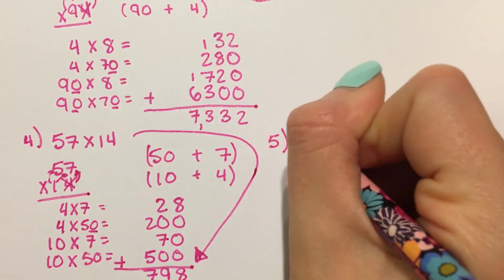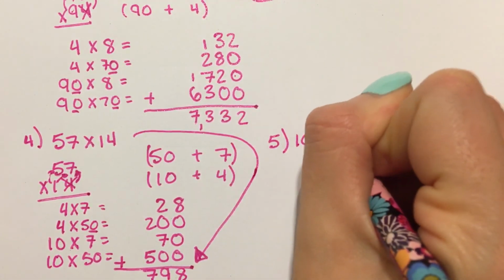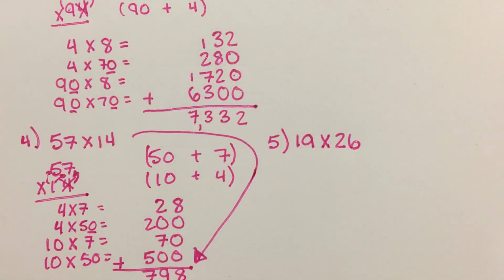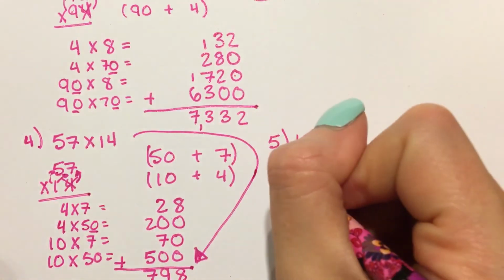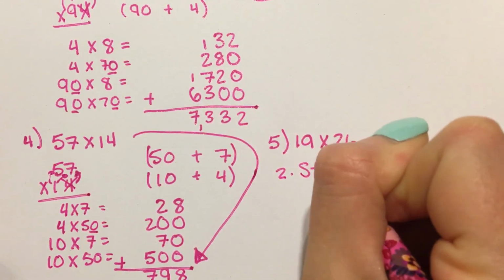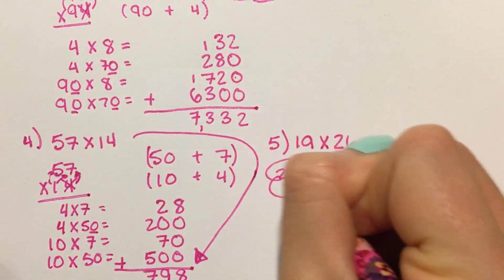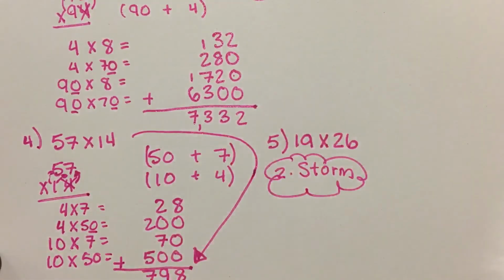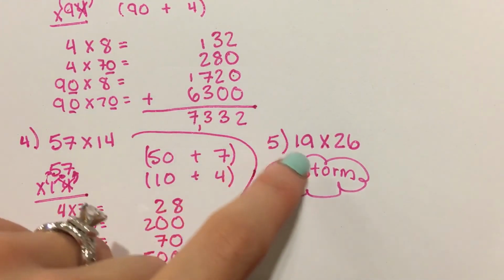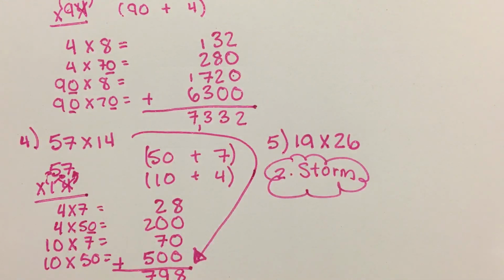The last one is going to be 19 times 26. This is an independent one. We're going to be checking it when I get back on Thursday. The second keyword for this video, so keyword number 2, is storm. Go ahead and put this at the top of your paper. That way when I double check your work, I can see that you watched the entire video all the way through. Go ahead and do 19 times 26. That's what you're working on right now.